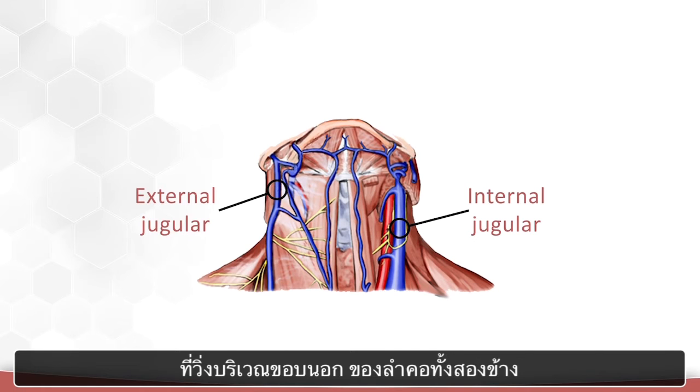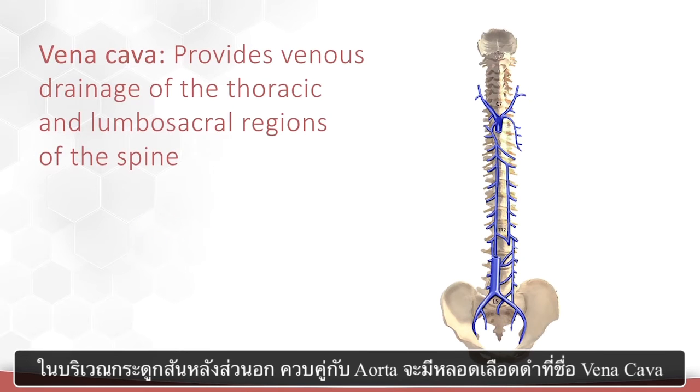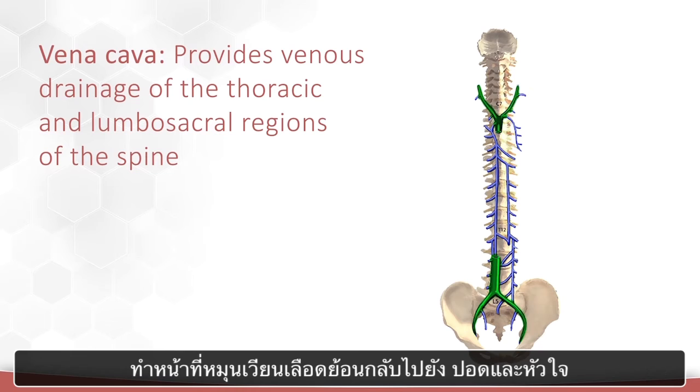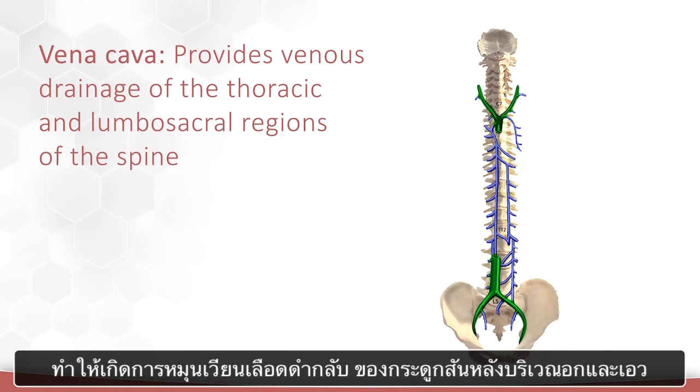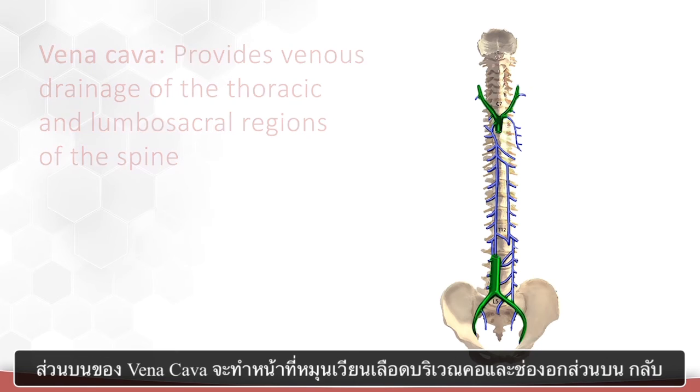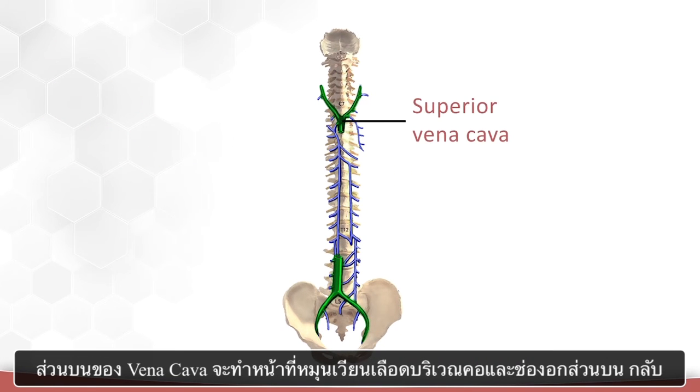In the thoracic section, along with the aorta, runs the largest vein of the body, called the vena cava, which returns circulation to the lungs and the heart. It ascends along the right side of the spinal column through the abdomen and the thorax to the heart, providing venous drainage of the thoracic and lumbosacral regions of the spine. The superior portion of the vena cava provides venous drainage of the cervical and upper thoracic spine.